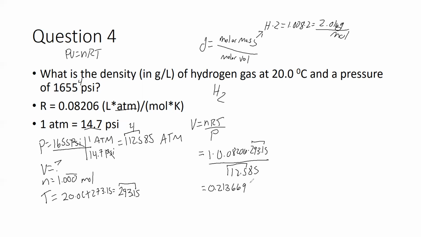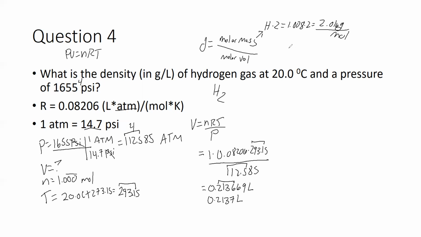Solve for my volume now, 0.213669 liters, because my gas constant's in liters, so that's what my volume is. Look at my sig figs, see that I have to keep 4. It's going to be those 4, because remember the 0 in front is not significant. So I'll go 6, 6. This 6 is greater than 5. Round up to 7. And that is the volume of 1 mole of gas under these pressure and temperature conditions.